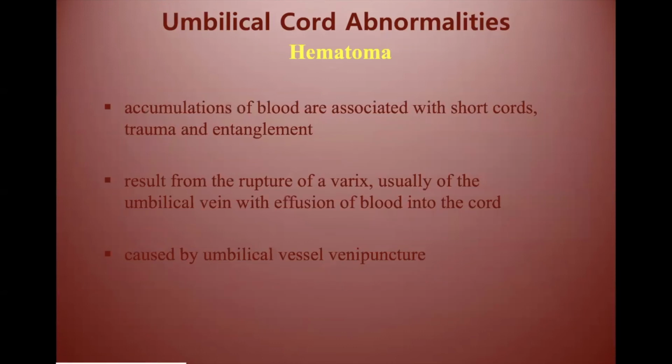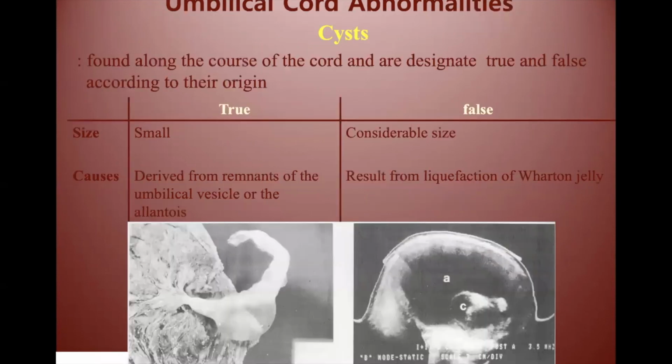Umbilical cord hematomas are uncommon and have been associated with abnormal cord length, umbilical vessel aneurysms, trauma, enlargement of umbilical vessels, venipuncture, and funisitis. They can follow varix rupture, which is usually of the umbilical vein. They are seen sonographically as echoic masses that lack blood flow.